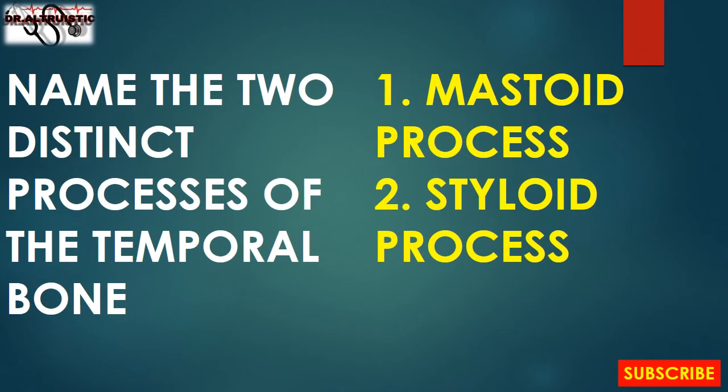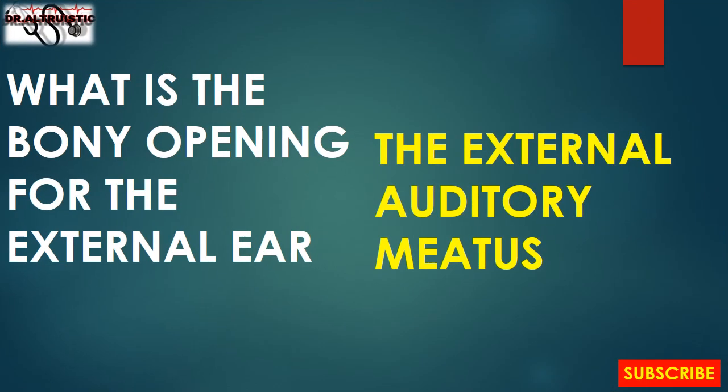Name the two distinct processes of the temporal bone. 1. Mastoid process. 2. Styloid process. What is the bony opening for the external ear? The external auditory meatus.